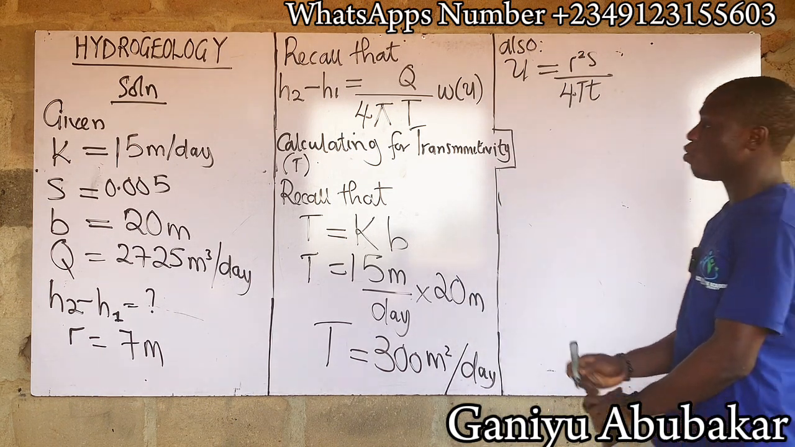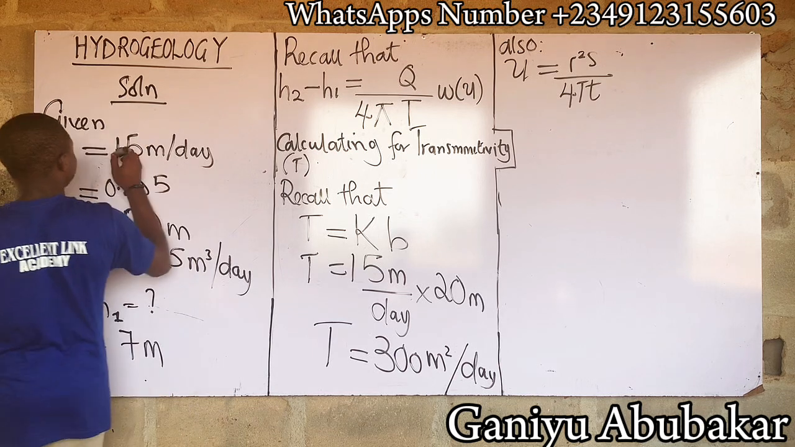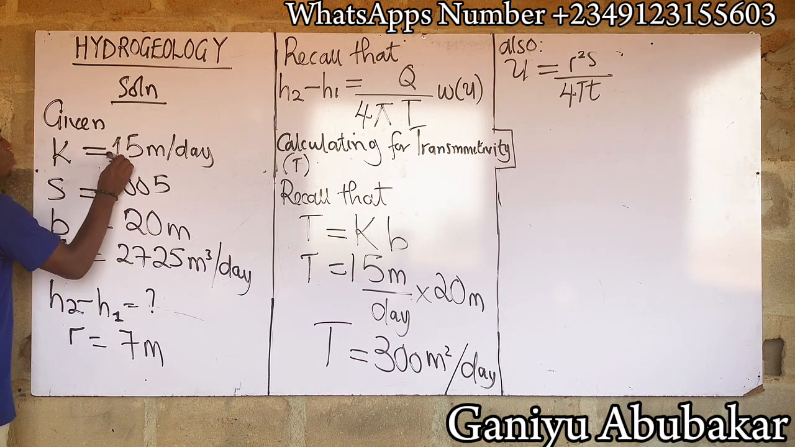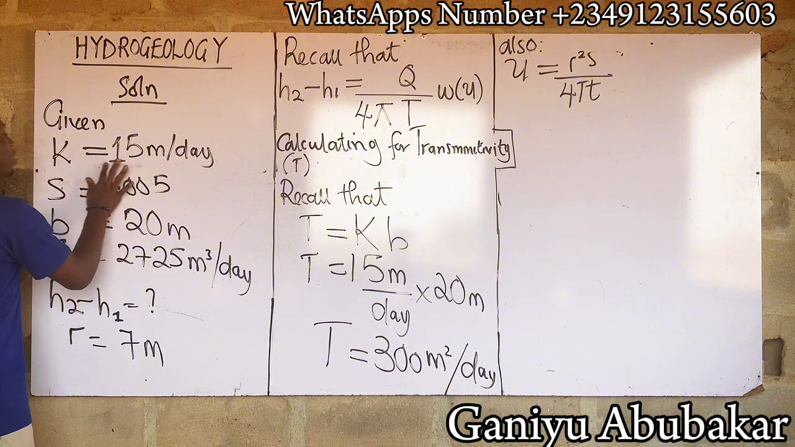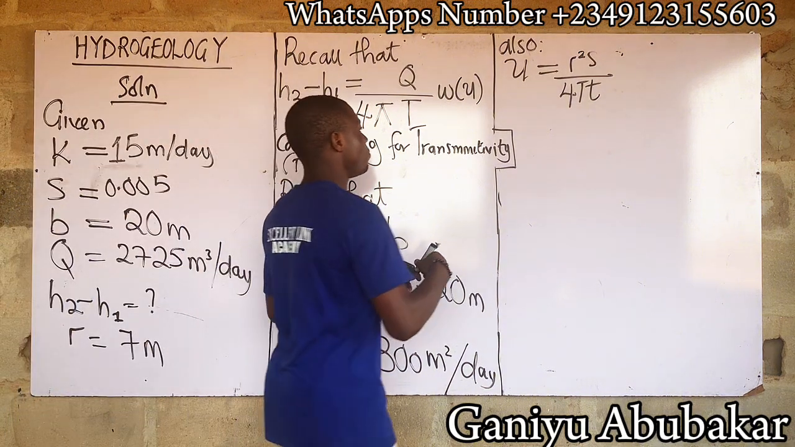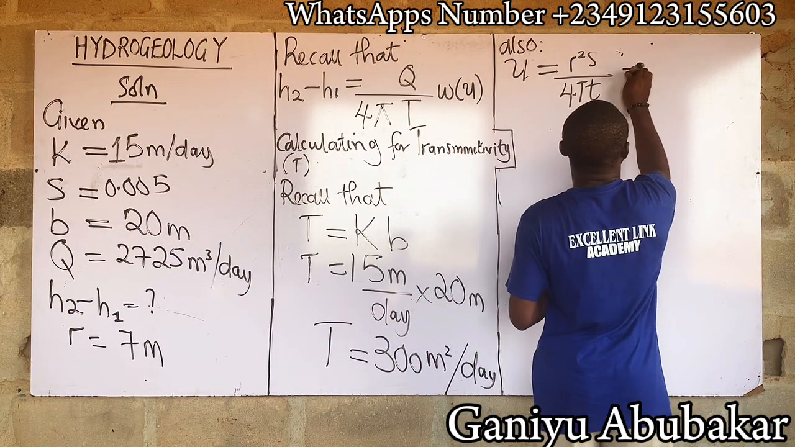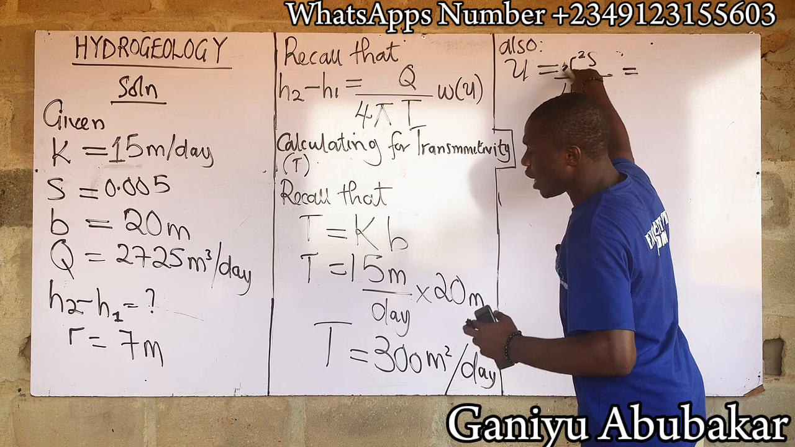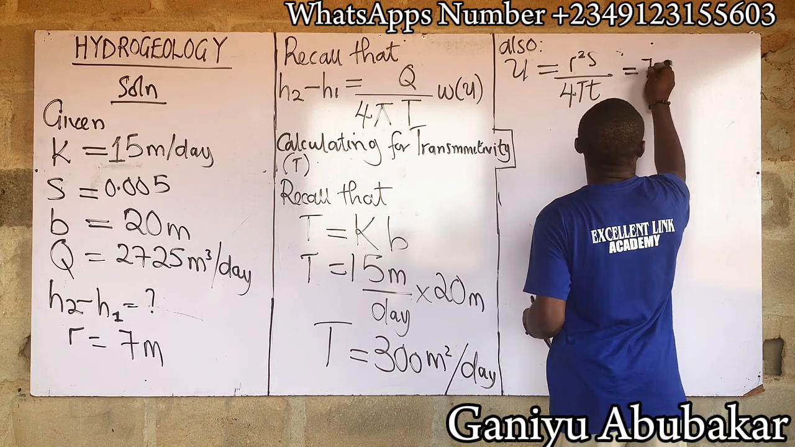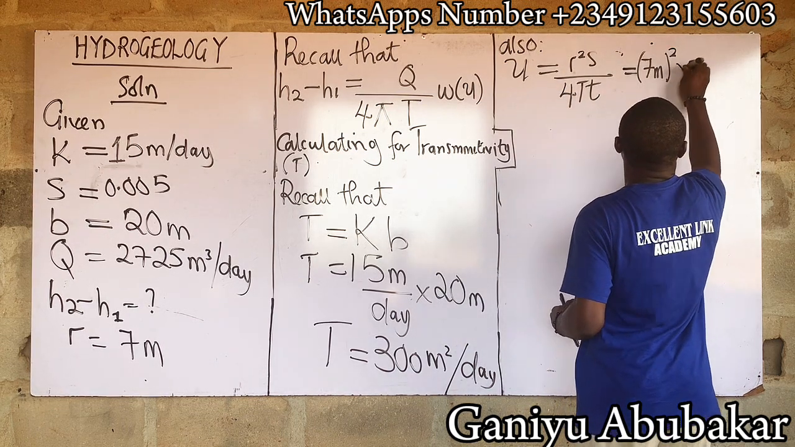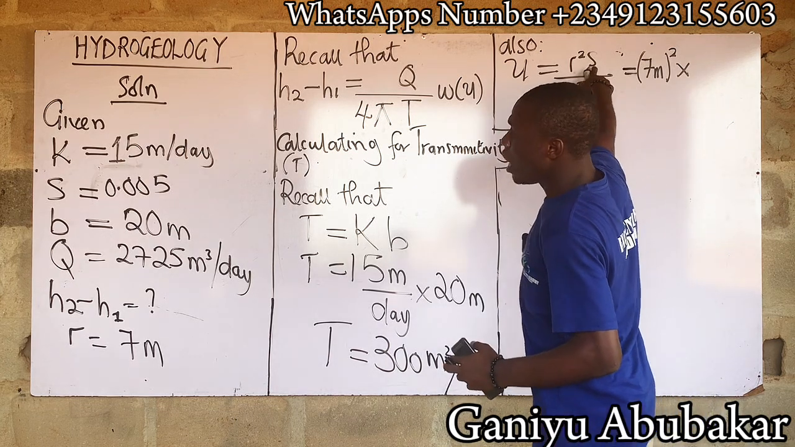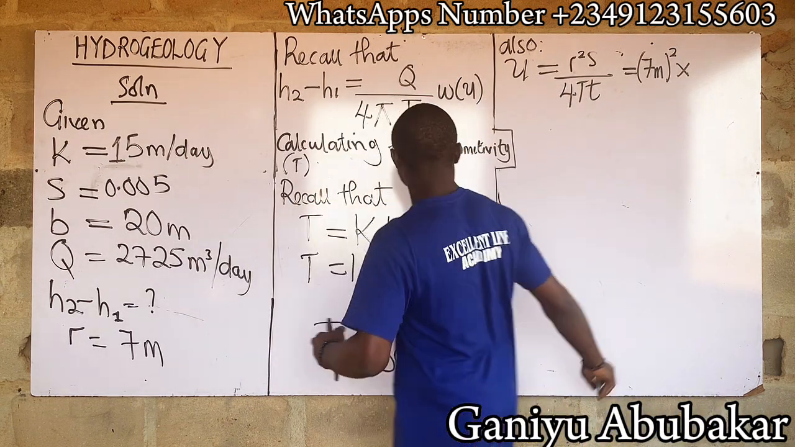Just master them and you're off, please. All right. From here now, let's get the value of U. U is now equal to, what's your R? That distance, 7 meters. That's 7 meters all squared times, what's your S? S is the storage coefficient. That's 0.005.